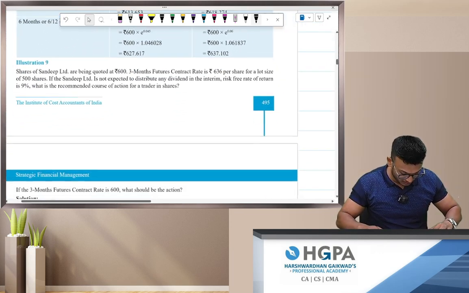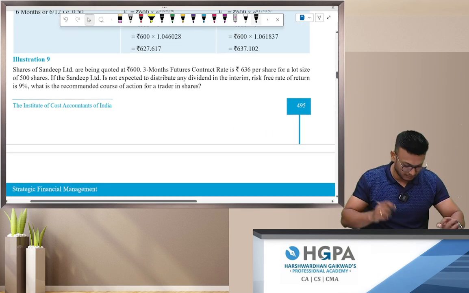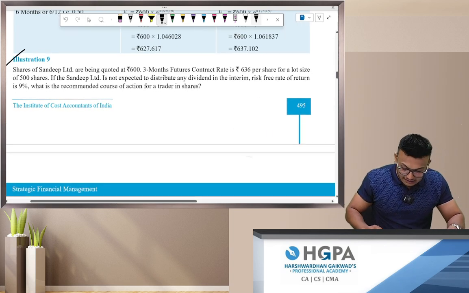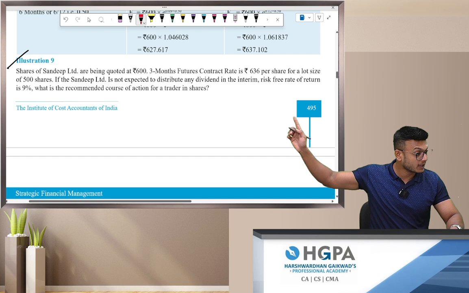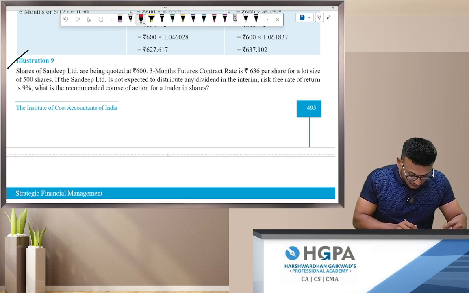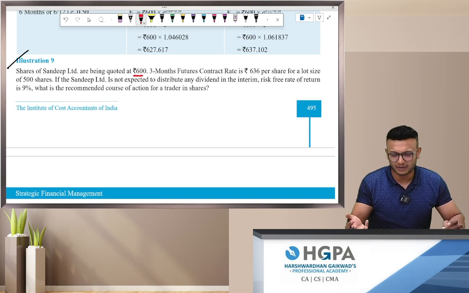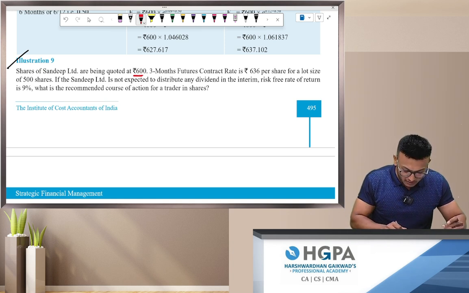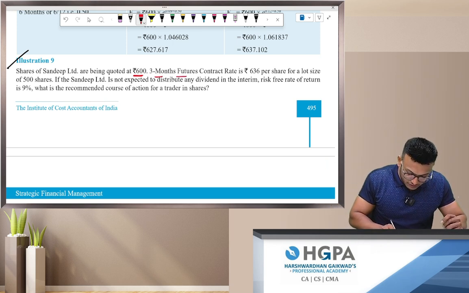Can we go on to this sheet? Question number 9 in the module. Shares of Sandeep Limited. Can we solve this, everybody? Because there is a good question over this. See, shares of Sandeep are being quoted at 600. Understand properly. Don't do it mechanically. Shares of Sandeep are being quoted at 600, that is what is running right now. The 3 months futures contract rate is going 636 per share for a lot size of 500 shares.